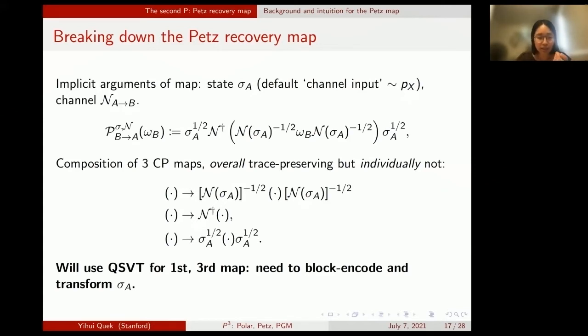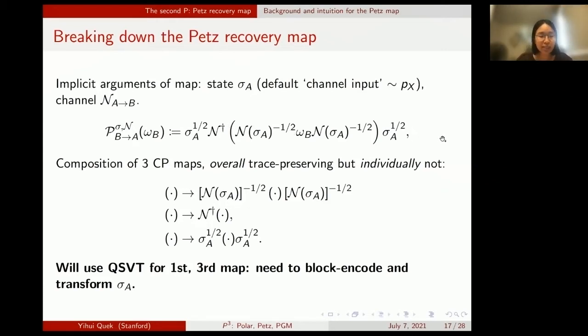So we break down this Petz map as follows. The first step is to act on omega B by conjugation with N(sigma A) to the minus half. The second step is to apply N dagger to the result of the first step. And the last step is to conjugate the result of the second step with sigma A to the half. And putting these three steps together, we get the map that is written above, which is the Petz map.